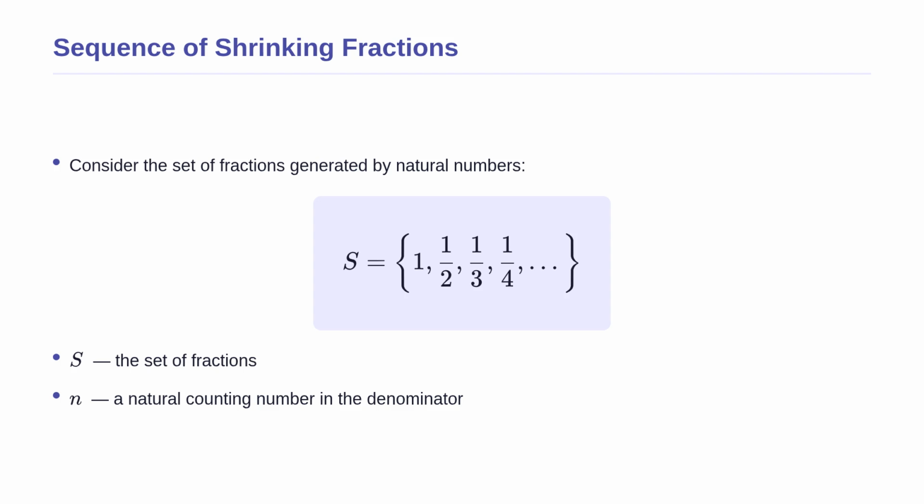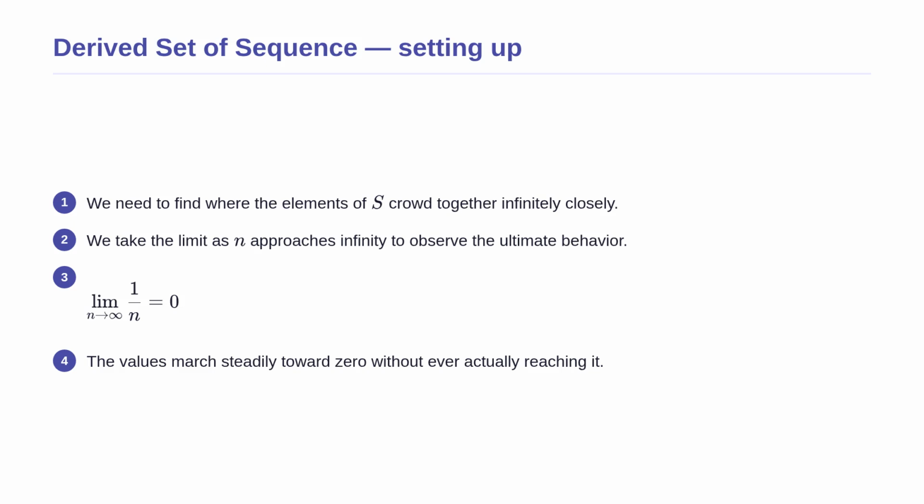We must observe where this endless march of shrinking fractions is ultimately heading to find our limit points. Let us solve this step by step. We are given our set of fractions and we are asked to find its derived set. We need to visualize these points on a number line to see where they crowd together. To do this, we take the mathematical limit as n approaches infinity. This shows us the ultimate behavior of the sequence.